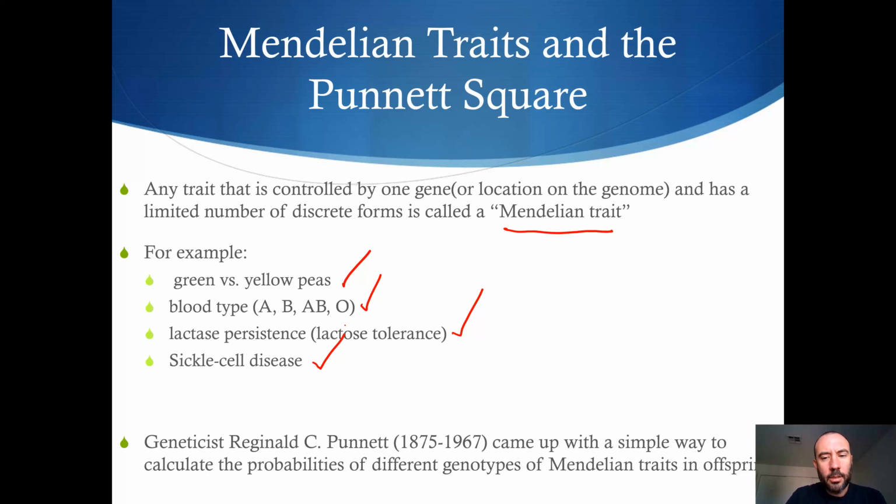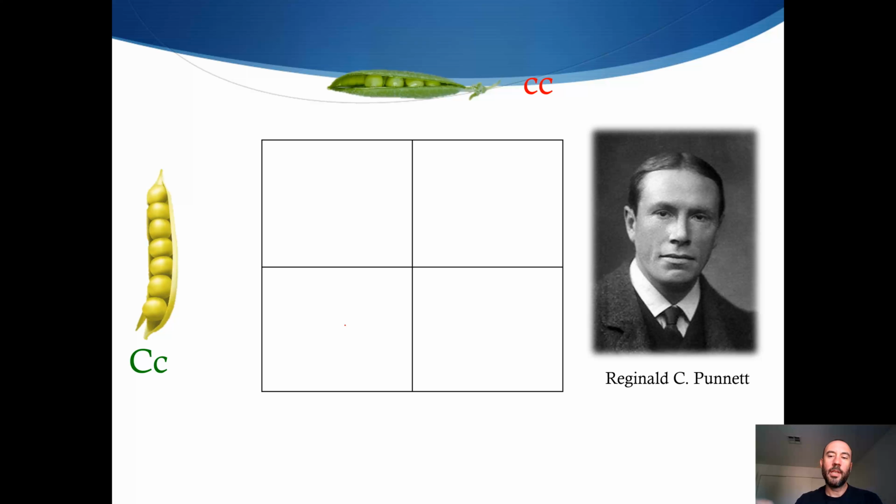So there was this British geneticist who came up with an easy graphical way to calculate the probabilities of different genotypes in the offspring of individuals when it pertains to Mendelian traits, right? And again, this is probably something you've seen before. So this is the guy, Reginald C. Punnett here. Seems like he should have a little curly mustache. So let's look at the first example that we did where, well, no, this is not the first example we did, but this is the first one we're going to do with Punnett squares.